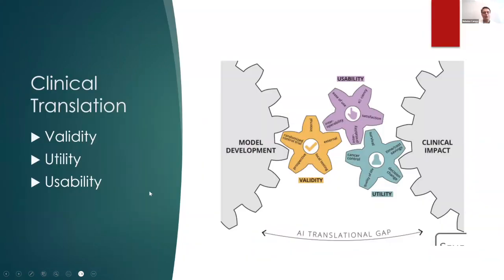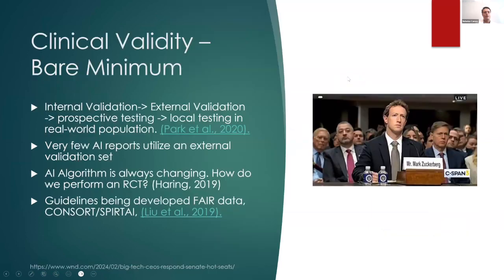And so in order for something to be translated clinically, it needs validity, utility, and usability. So clinical validity is the bare minimum. We need to make sure these tests work. Typically you would do internal validation, external validation, prospective testing, and then doing it in a small local population. Very few AI reports utilize an external validation set, which reading that kind of blew my mind, because if we're not testing on data outside of our own, there's really no utility to these tools that we're developing.